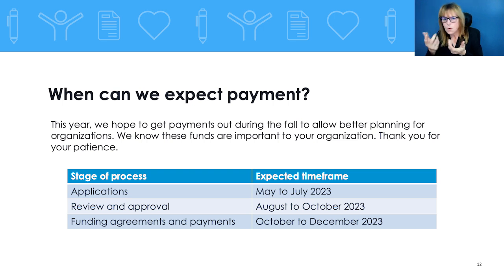If approved, we'll also send you a funding agreement, which you'll need to sign and return within a specific time frame. The agreement will ask for a bank account with a Canadian institution that accepts direct deposit. Your funding will be deposited into this account. We hope to send the payments in the fall to allow better planning for organizations going into tax season. We know these funds are important for your organization. Thank you for your patience.